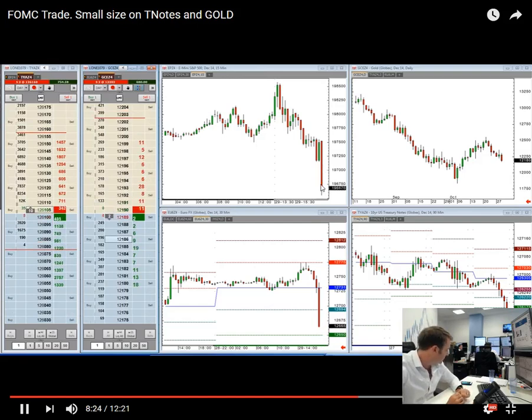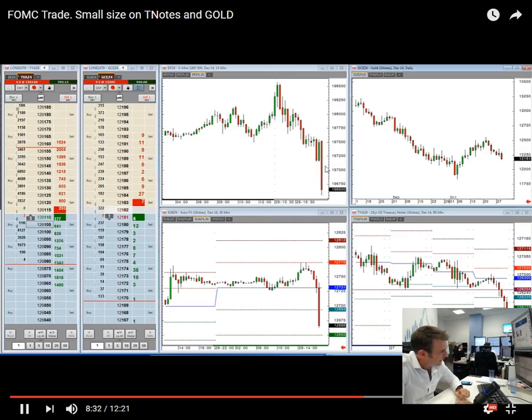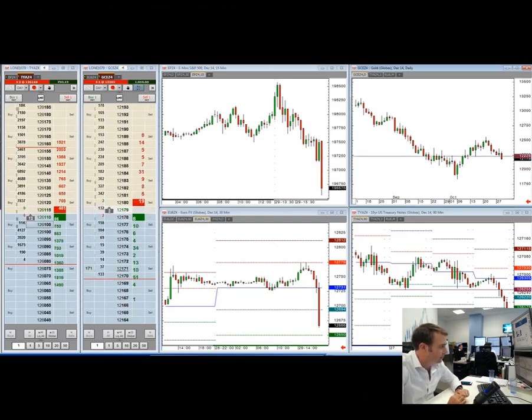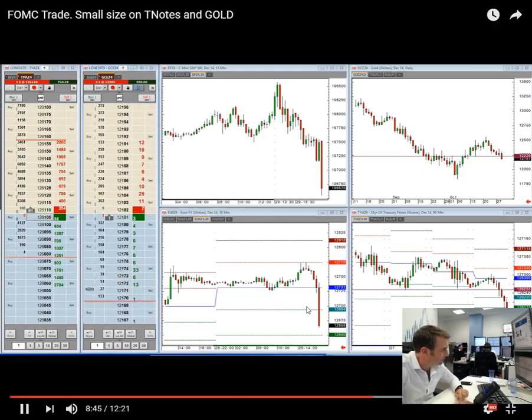Now, this is the danger with correlations. Clearly, gold and T-notes should move lower if the dollar is strengthening. Yes, we all know that. But at the same time, equities are moving lower. And if that creates a risk-off environment, then gold and T-notes will also move higher. They'll move higher because they're safe haven products. So there's a bit of a conflict here, potentially.